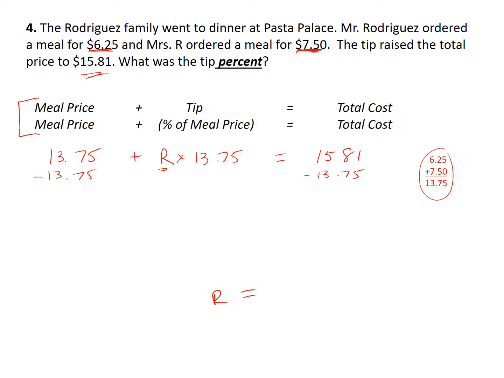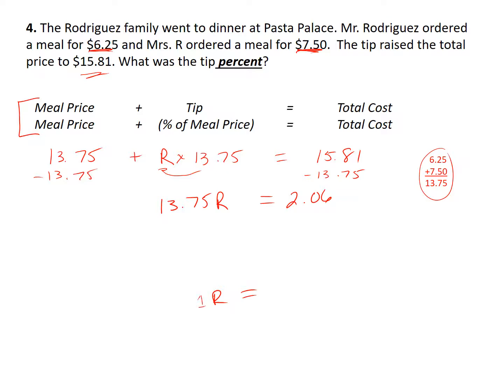So now let's write it again. And I'm going to flip this. Whenever there's a variable times a number, we always put the number first. So the $13.75 is gone, since $13.75 minus itself is 0. So I'm left with 13.75 times R equals 1581 minus 1375, that's 206. And now I don't want 1375 R, I want 1 R here, right?